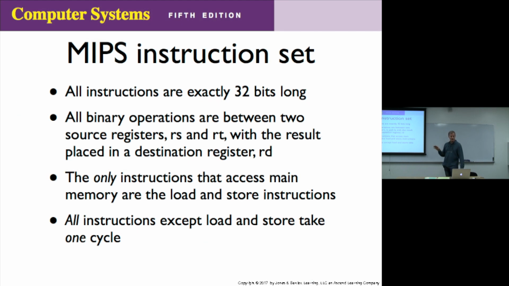So in the MIPS instruction set, all instructions are exactly 32 bits long. All instructions have to have the same length. All binary operations are between two source registers. In the MIPS terminology, it's RS and RT. And the result is placed in a destination register, which is known as RD. The only instructions that access main memory are the load and store instructions. And all instructions except load and store take one cycle. So that's the numero uno RISC design philosophy.